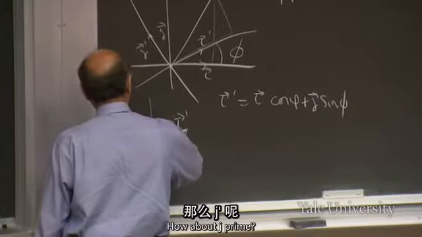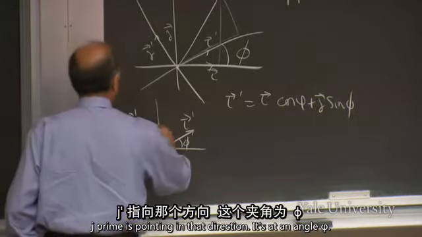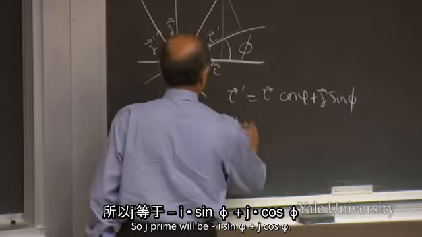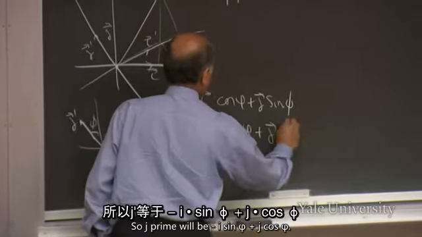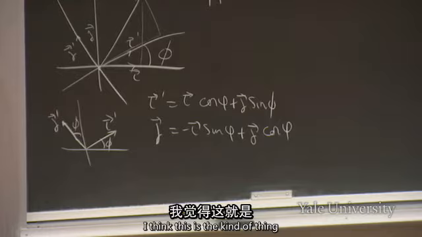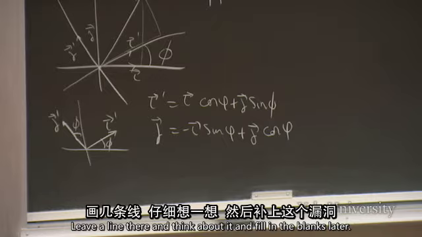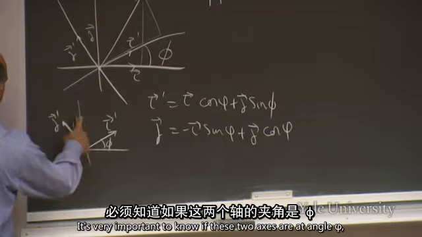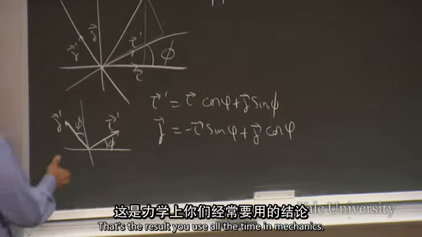How about j prime? j prime is pointing in that direction. It's at an angle phi. So j prime will be minus i sine phi plus j cosine phi. If it's not obvious, I think this is the kind of thing you should fill in the blanks when you go home. Leave a line there and think about it and fill in the blanks later. Very important to know, if these two axes are at angle phi, those two axes are also at angle phi. That's the result you use all the time in mechanics.